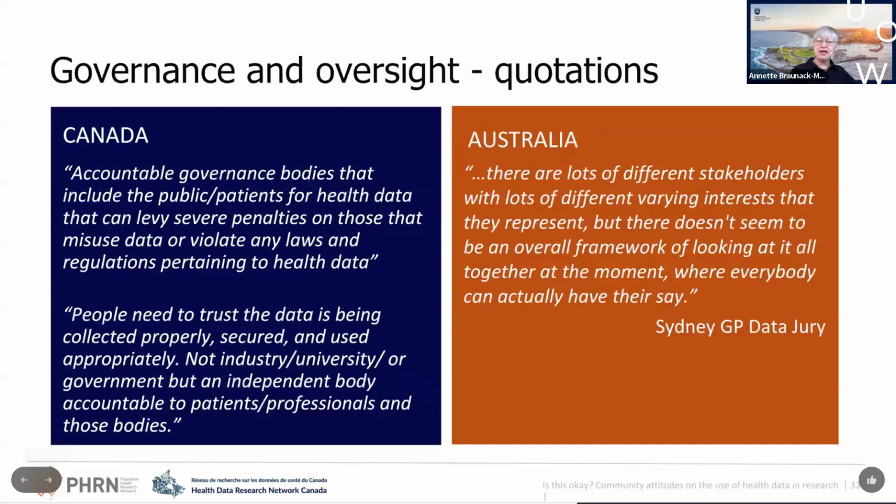So again, some quotations from Canada. Accountable governance bodies are needed, and that needs to include patients and publics. They will need to be able to levy severe penalties for those who misuse data or violate laws or regulations that relate to health data, because people have to trust that data are being collected properly and secured and used appropriately. And it can't be just the industry, the university or the government, but an independent body.